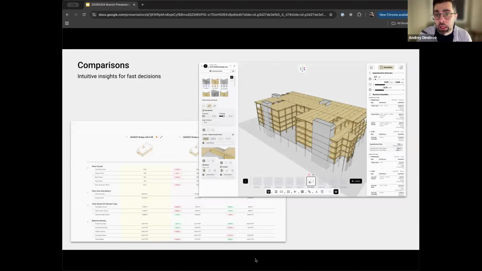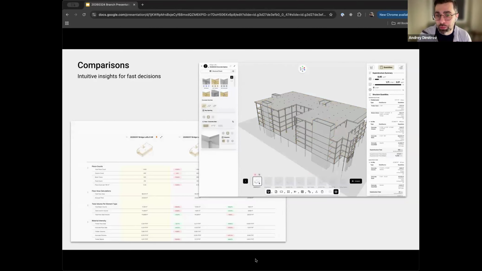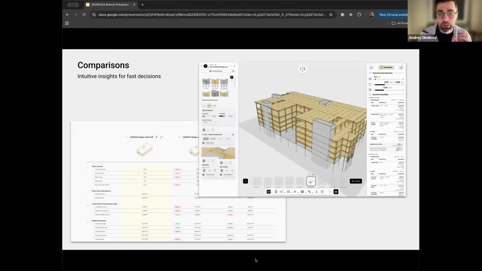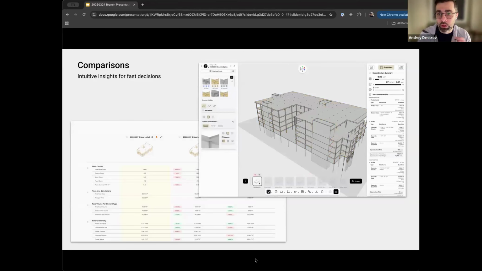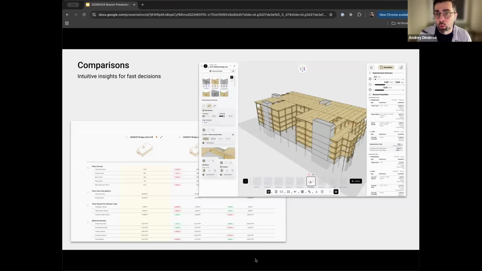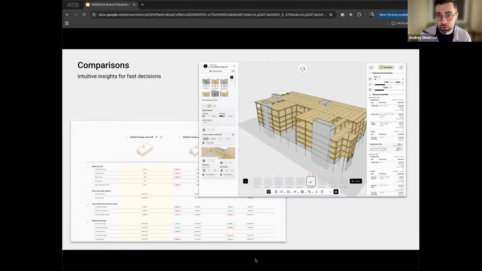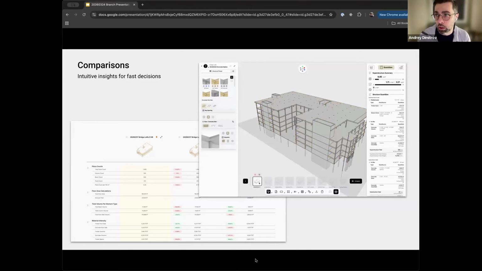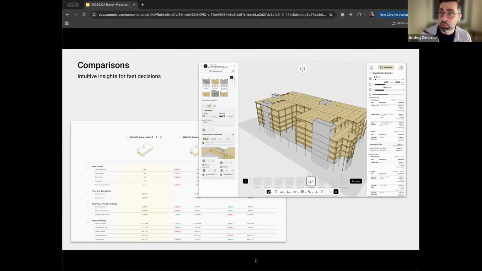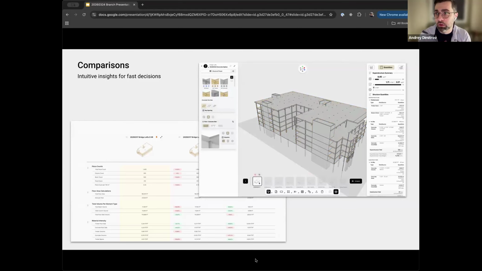And finally, I would say this is a feature that we are spending probably the most amount of time working on: optioneering, making it easy and intuitive to compare different designs, different decisions together. The Branch platform is essentially material agnostic, meaning that we can handle not just mass timber, but steel and concrete and any combination. And even if you're designing a mass timber building, different materials are critical.